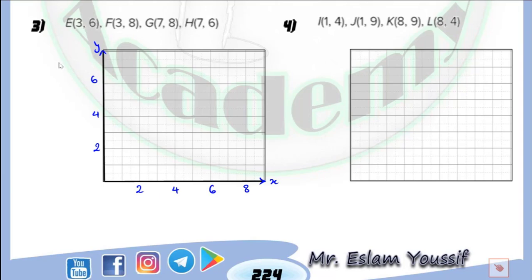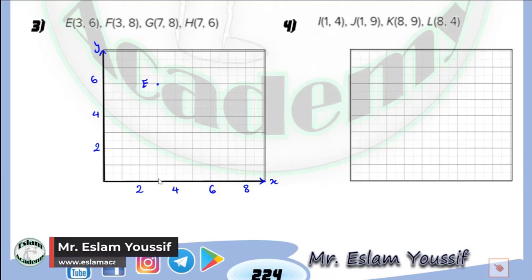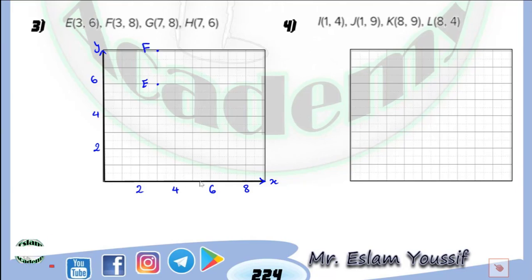In question number 3, we need to graph the points. E is 3 and 6, going to the right 3 and going up 6. That will be the point E. F, 3 and 8, going to the right 3 and going up 8. That is the point F. G is 7 and 8, going to the right 7 and going up 8. So that will be the point G. H is the point 7 and 6, going to the right 7 and going up 6. So that will be the point H.